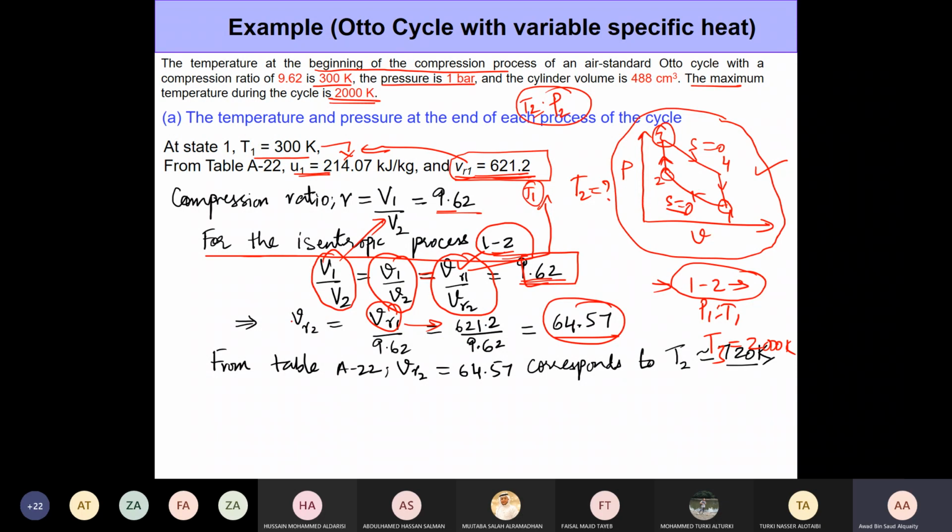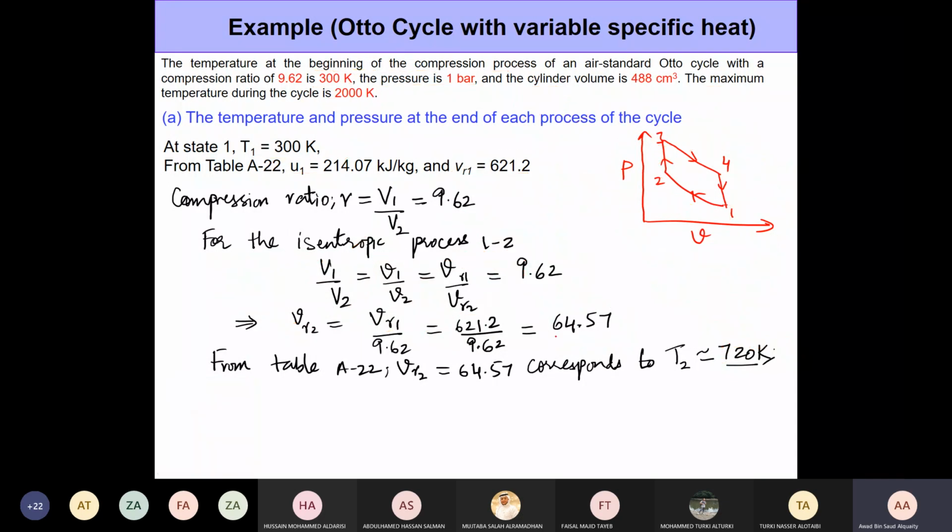Now, once you have this VR2, the beauty of this ideal gas is that the relative specific volume is only a function of temperature. So you can go to table A22, look up the different values of VR, and determine the temperature at which you get this value. You will see that a VR of 64.57 corresponds to a T2 of 720 Kelvin. It's actually, if I recall correctly, 720.1 or 720.2 maybe, so it's fair to approximate it as 720 Kelvin. This is how we get T2.